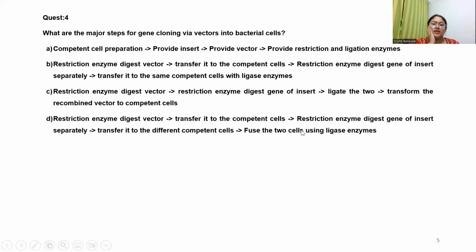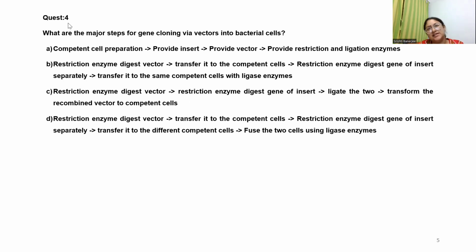So the next question is a flowchart kind of question: what is the process? How do you do gene cloning? What are the major steps in gene cloning into bacterial cells? It is like you have a target gene that you want to amplify or clone within a bacterial cell.